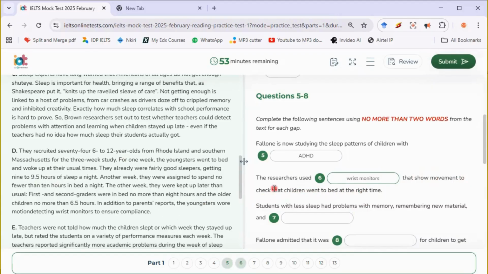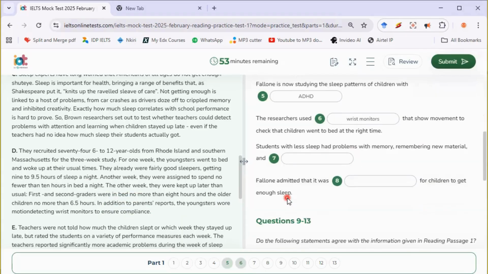What's the meaning of to show that children went to bed at the right time? That's ensure compliance. Can you see paraphrasing? These are things that you are going to come across when it comes to IELTS. They are going to test your ability to identify paraphrases. Okay, let's go look at question 7.